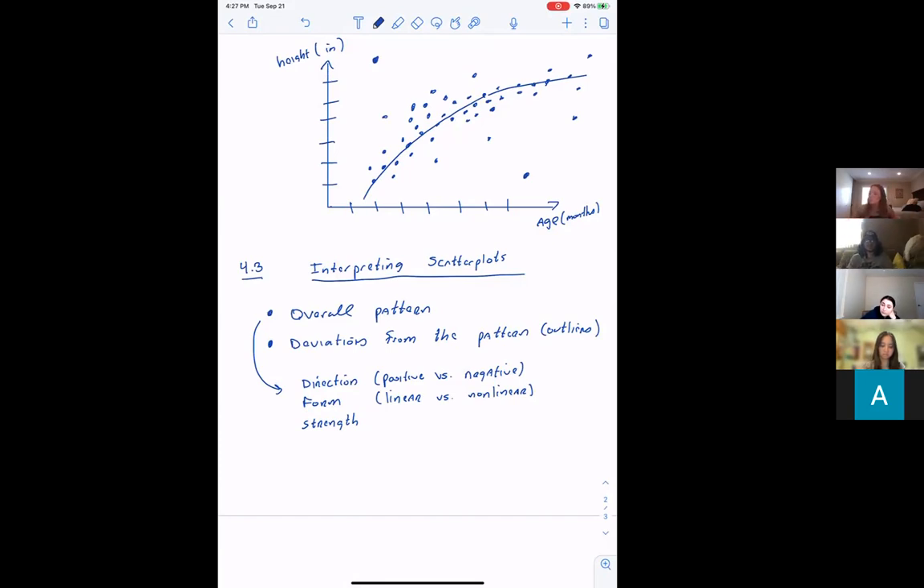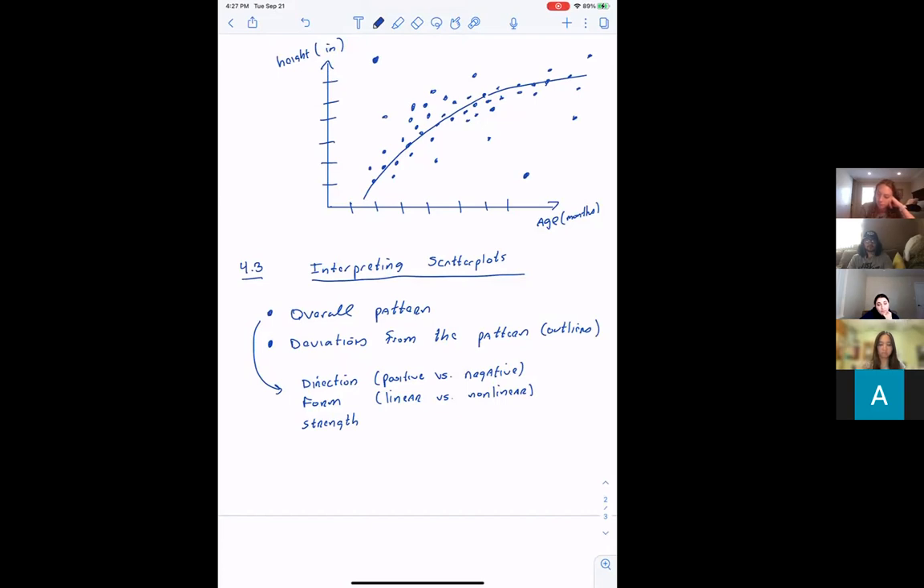It's just nonlinear. But the question is, how strong is that relationship? How tightly is it to the curve? Is it really, really tight around the curve? Or is it somewhat around the curve? Is it so bad that you can't even see that there's really a relationship in the first place? This is what we mean by strength.